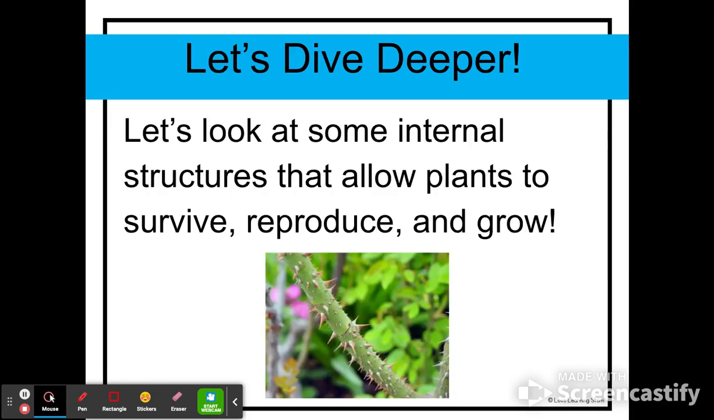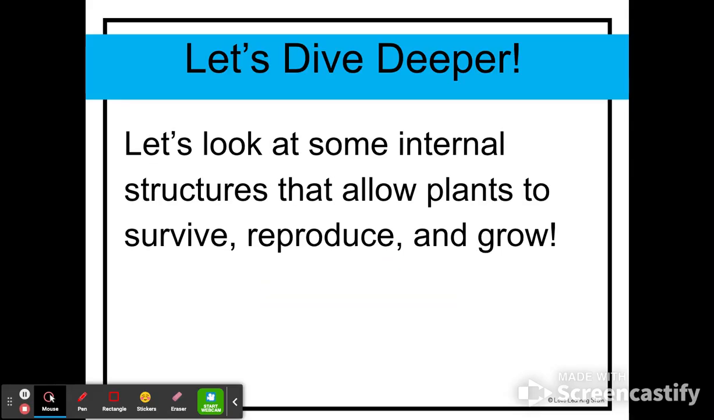But let's dive deeper at some other internal structures that allow plants to survive, reproduce, and grow. So now instead of external, we're going to look at internal. And remember, those are the structures that are inside of the plant that we cannot see. They still help plants to survive, reproduce, and grow.